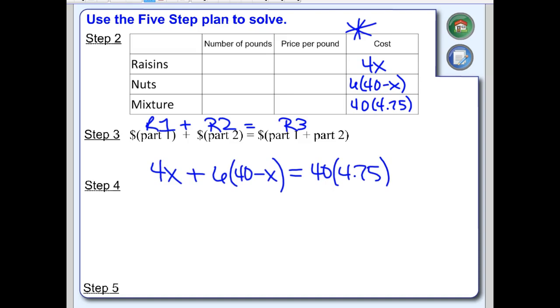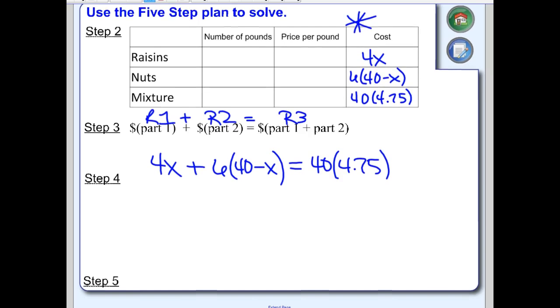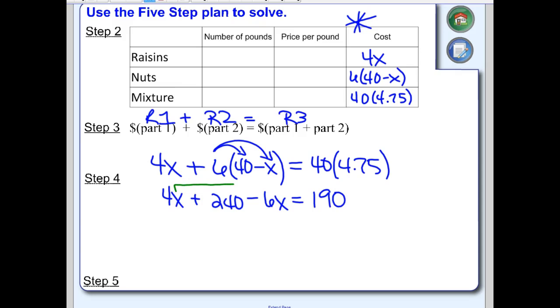All right, so now we've got to go and do our algebra. So let's look and see what we need to do here. Well, 4x is going to stay where it is. We've got to take care of our distributive property. So 6 times 40 is 240 minus 6 times x, 6x. Now, anybody happen to know what 40 times 4.75 is? Good job, 190. Now, what do we need to do next? Yeah, we've got to combine like terms. We've got 4x and negative 6x, which is negative 2x. We've still got that 240 equals 190.